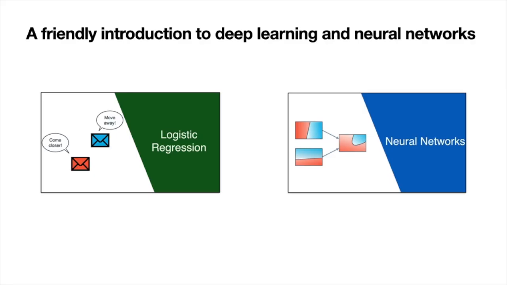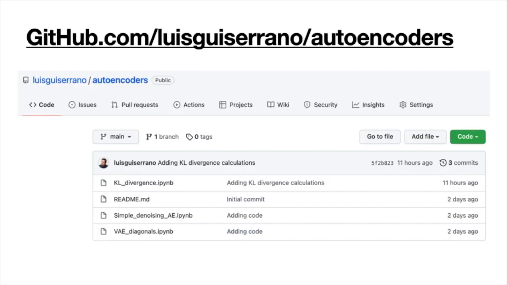As I mentioned, to understand autoencoders, one must have an idea of neural networks. The remainder of this video is still self-contained, as we'll introduce everything needed, but if you'd like to get the most out of it, I recommend you look at some other videos I have on perceptrons and neural networks. Here they are, and the links are in the comments. For the rest of this video, there are several calculations which you can follow along in the GitHub repo for this video at github.com/luisguiserrano/autoencoders. The link is in the comments.